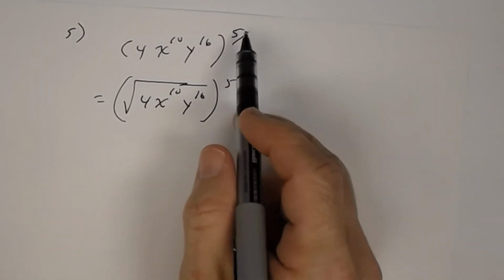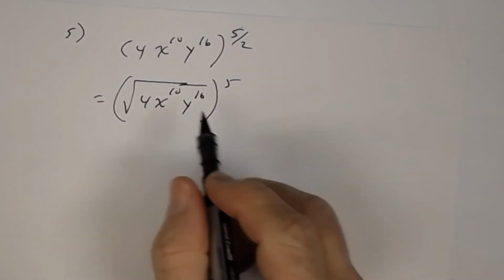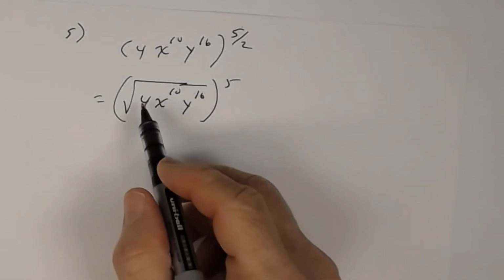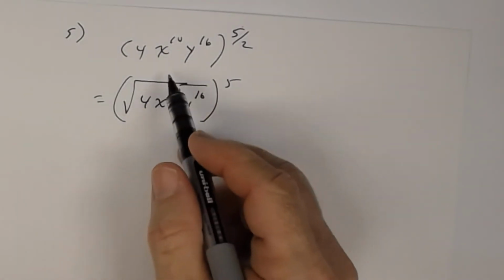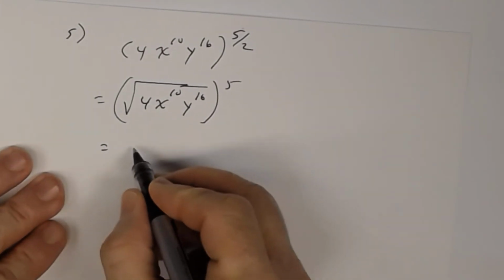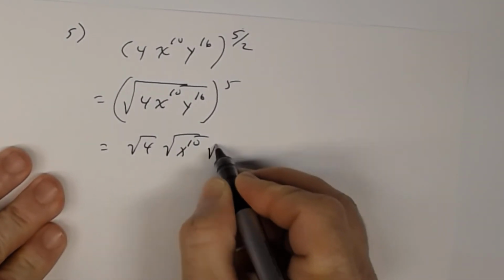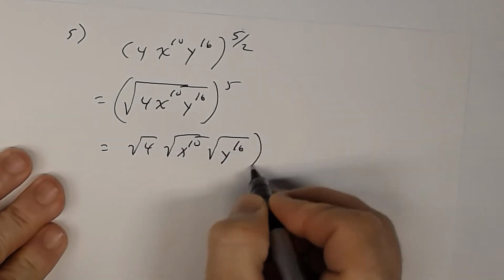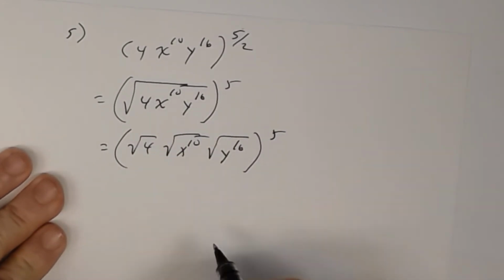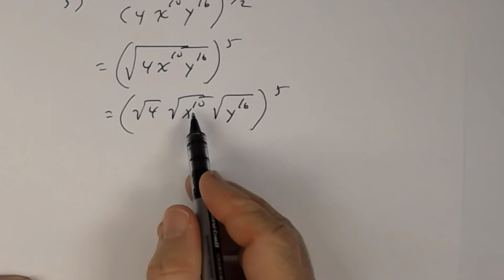Always put the numerator on the outside. And then rewriting this as a product of separate square roots, this becomes the square root of 4 times the square root of x to the 10th times the square root of y to the 16th, all raised to the 5th power. And then I simplify each of these.